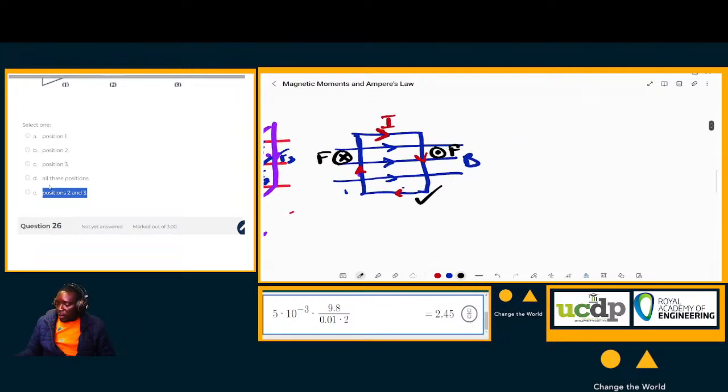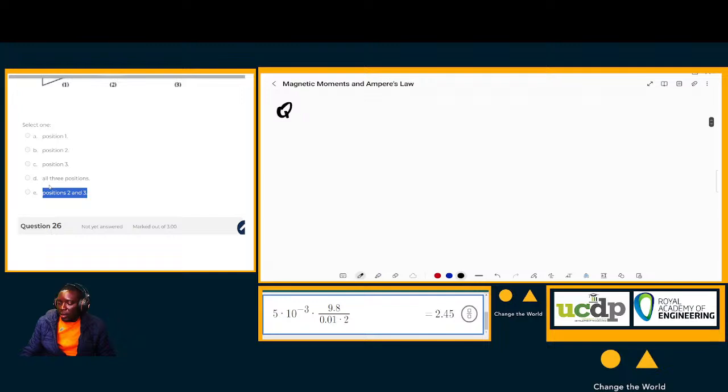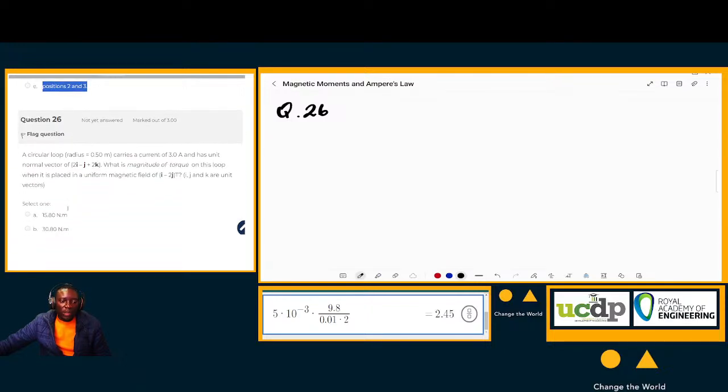Okay, so that leads us to question 26. If you have a question, you're free to just ask. You can type something in the chat box, or just unmute your mic if you are connected to Teams, then we'll pick it up from there. Otherwise, we proceed to question 26.